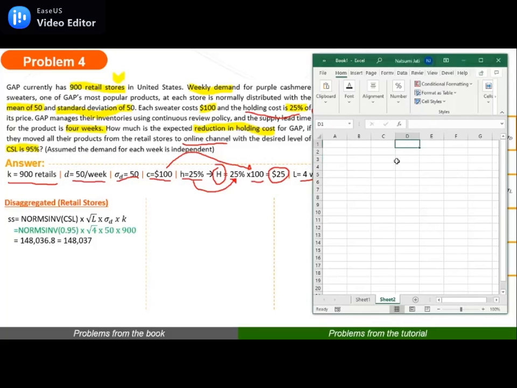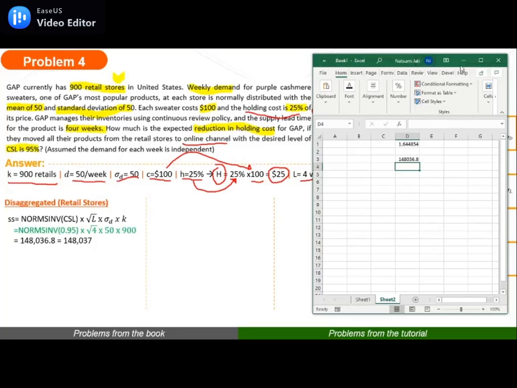Okay, so it is actually just putting the formula, that is NORM.S.INV(0.95), and we get 1.644854, and then we just need to compute the square root of 4, which is 2, we can just put 2 here, and then the standard deviation is 50 and the K is 900, and then we get 14836.8, and we can round it up to 14836.8 for the safety stock.